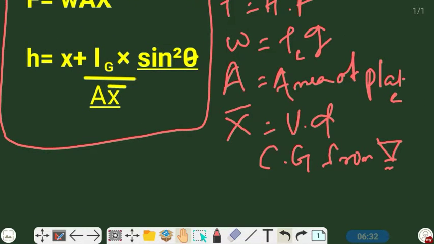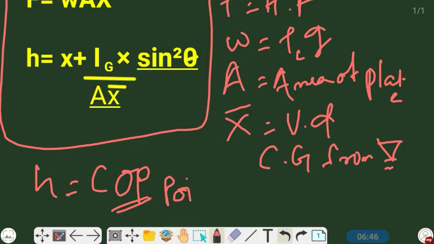H is the center of pressure. Okay, what is center of pressure? Center of pressure is called the point of application of hydrostatic force. Okay, point of application.